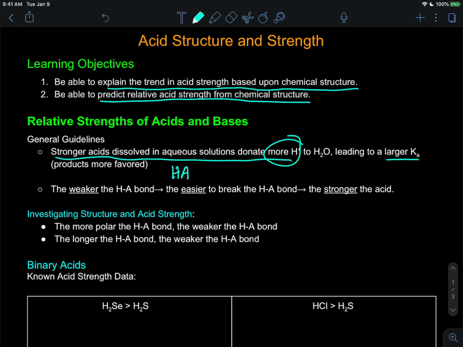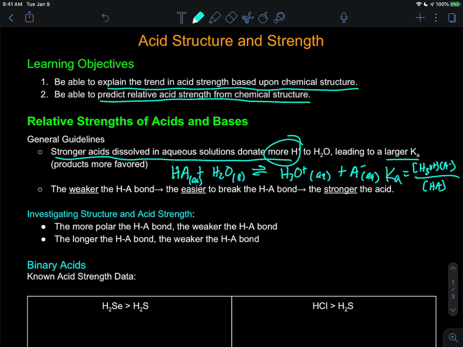Now, reminding us when we're looking at a generic acid reaction, we would have the transfer of that proton from HA to water, which is going to give us hydronium and the A- ion. The equilibrium constant for that, which would be our Ka value, is relative to how much of that HA is transferred, the H+ to water, basically how many hydronium ions and A- ions we get. The more we get, the larger that Ka value.